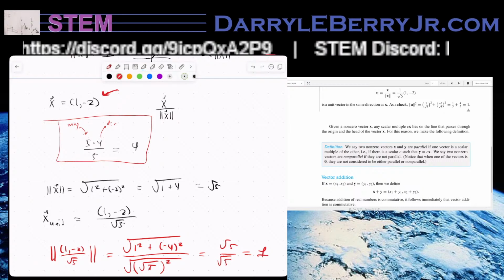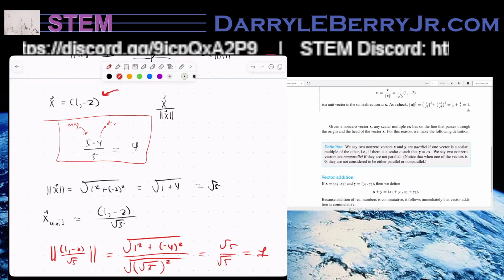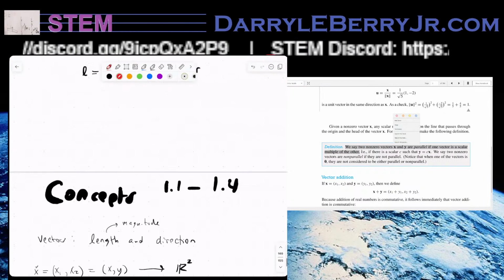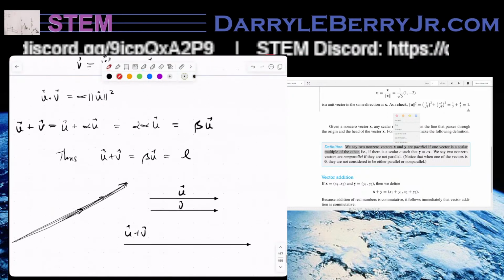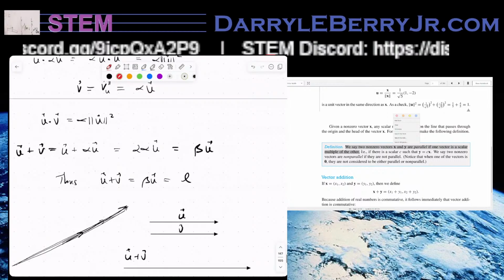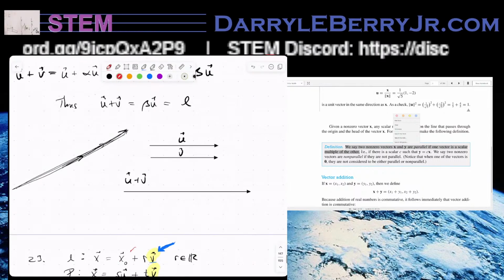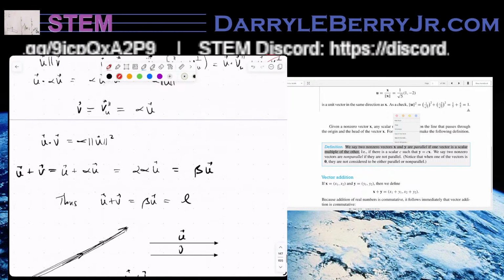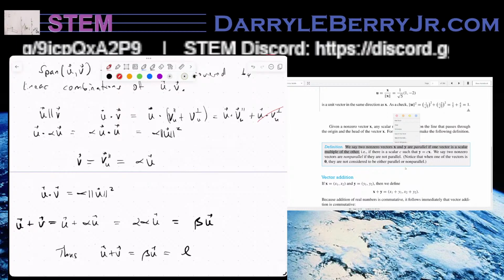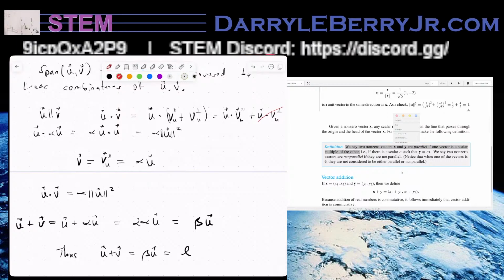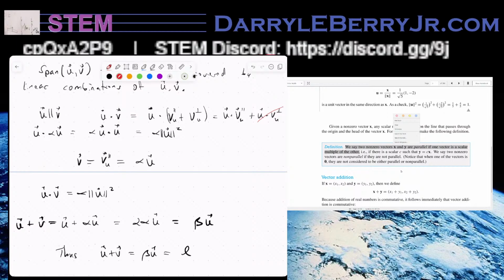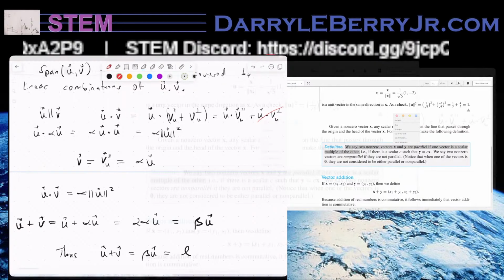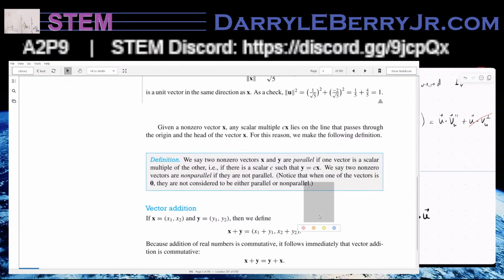So two non-zero vectors, x and y, are parallel if one vector is a scalar multiple of the other. And we did this problem earlier. When we did the proof, we found that u and v were parallel. Their span made a line because one was a scalar multiple of the other one. So we did that problem here. And if no scalar can make x equal y or y equal z, then that means that they're not parallel.